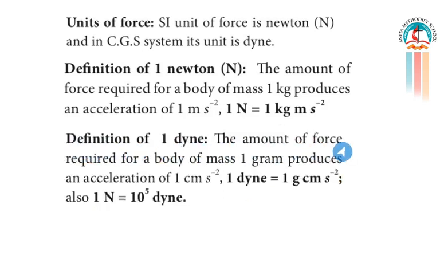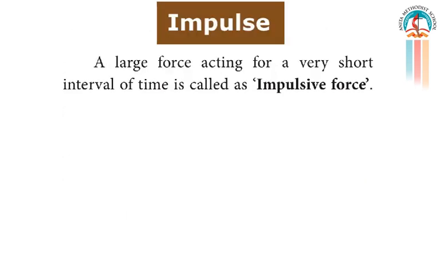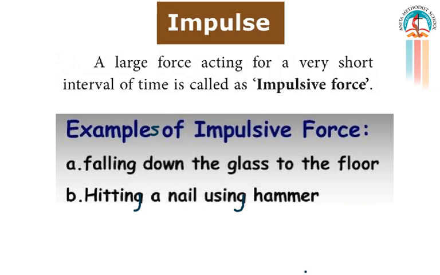The amount of force required for a body of mass 1 gram to produce an acceleration of 1 centimeter s^-2. That is, 1 dyne is equal to 1 gram centimeter s^-2. Next, let us learn about impulse. What is impulsive force? A large force acting for a very short interval of time is called impulsive force. Next, let us see the examples of impulsive force.